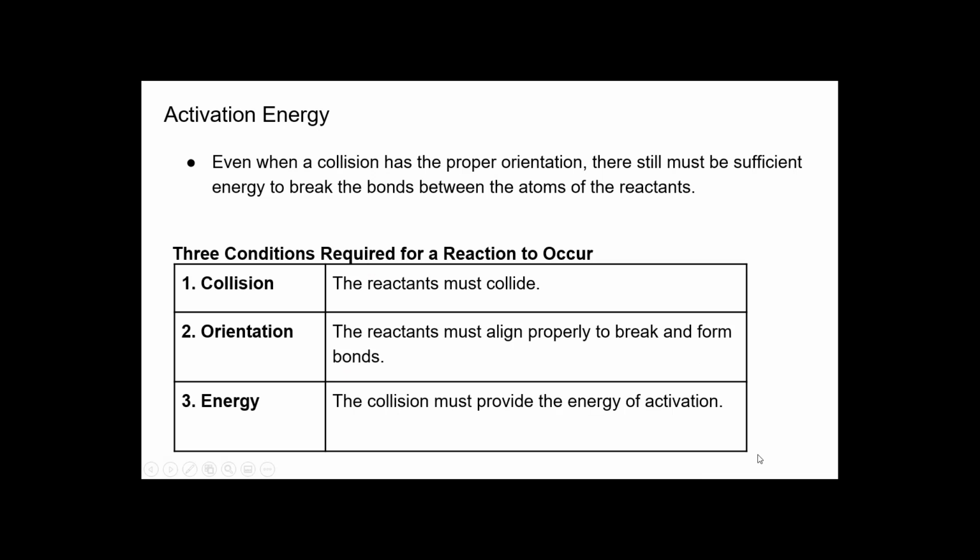So our next slide has to deal with activation energy. Even when a collision has a proper orientation, there still has to be sufficient energy to break the bonds. So we have to have three conditions in order for a reaction to occur. The reactants must collide, they must come in contact with each other, and they have to be oriented in the correct alignment in order for the reaction to occur, so that they can break and form bonds. But along with the orientation, there has to be enough energy to get over that energy of activation to allow the bonds to break and create new bonds.